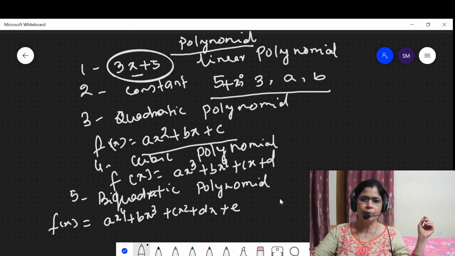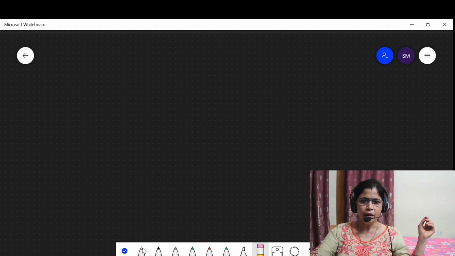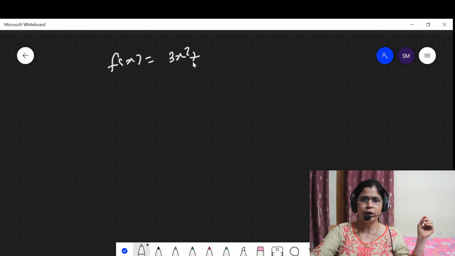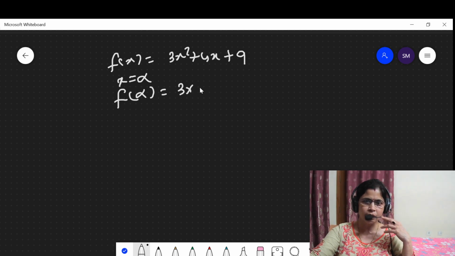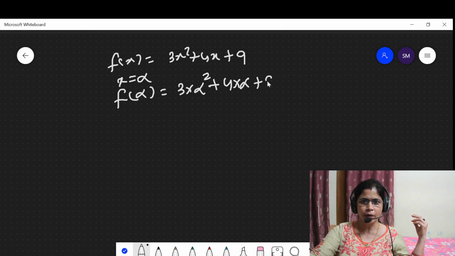Now let us discuss what we mean by the value of a polynomial. Let f(x) be a polynomial, f(x) is equal to 3x square plus 4x plus 9. Suppose we have to find the value of the polynomial when x equals alpha. Then f(alpha) is equal to 3 into alpha square plus 4 into alpha plus 9, in place of x we write alpha. This is called the value of the polynomial at x equal to alpha.